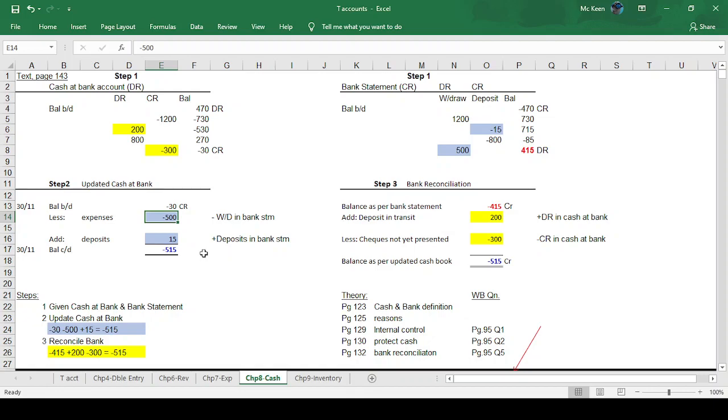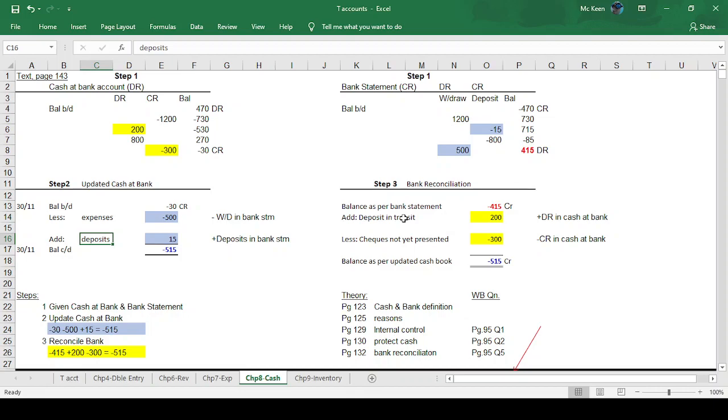So I listed the steps here. Step 1 is you compare cash at bank and the bank statement. Step 2 is update the cash at bank, where the calculation is here. But this is not so clear. You need to see what you are doing down here. Basically, whatever you minus are usually expenses. Whatever you plus are of course deposits. You can put here withdrawal or deposits. That doesn't matter for this example.